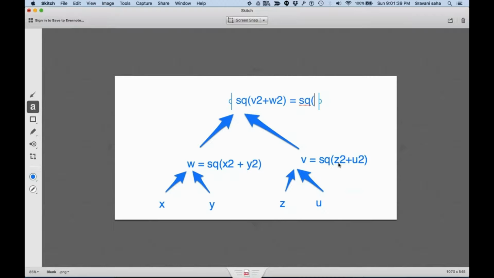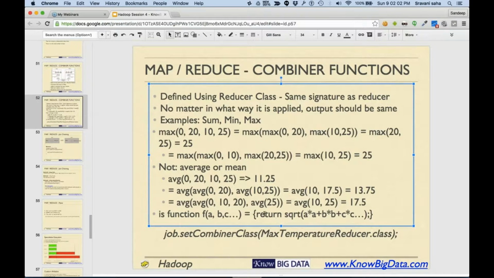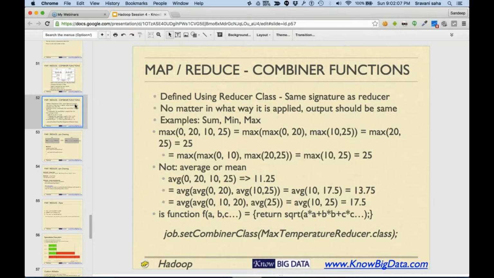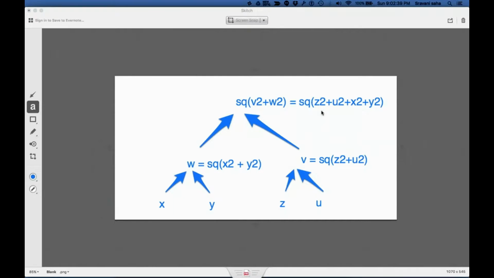And what is v square? v square is equal to z square plus u square, plus, now what is w square? If you square both sides, w square will be equal to x square plus y square. So you can see clearly that when the values are getting combined, this function is valid, commutatively and associatively. So no matter how you apply this function on these values, the answer will always be the square root of x square plus y square plus z square plus u square.